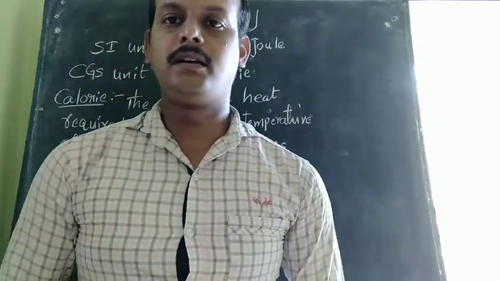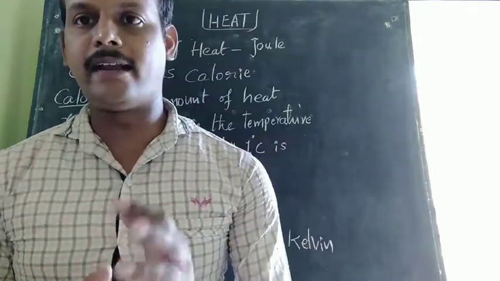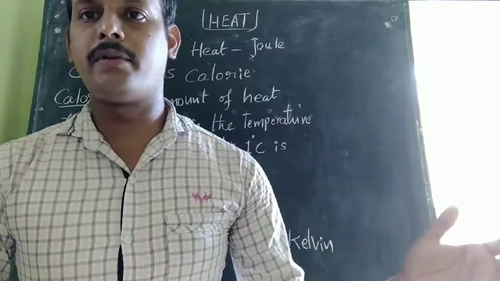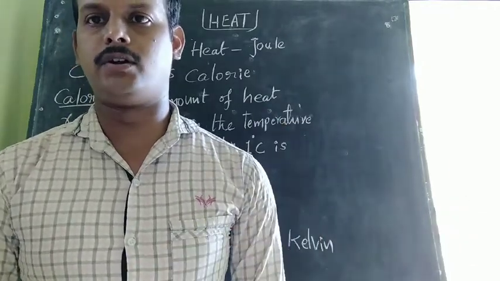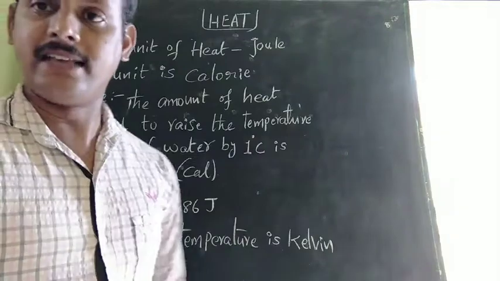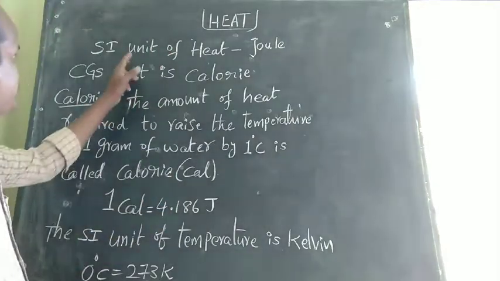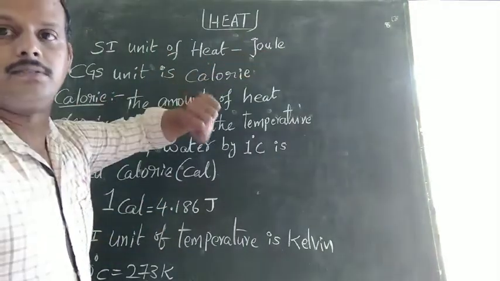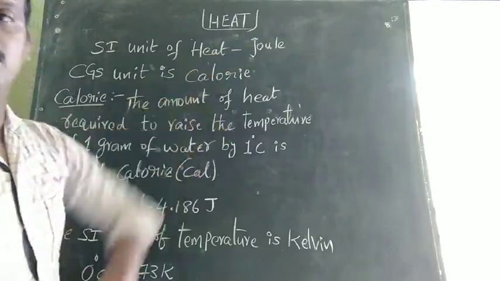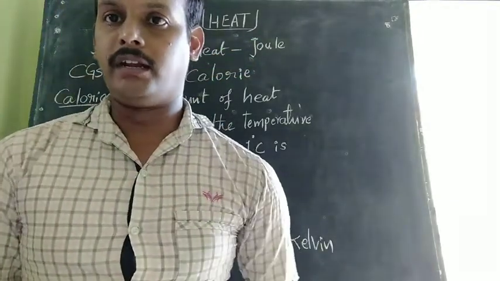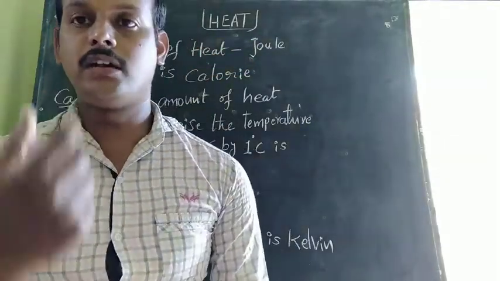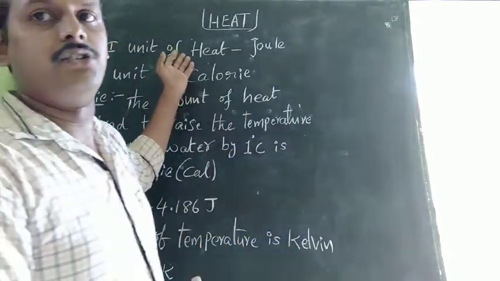Heat is a form of energy in transit which flows from a body at high temperature to a body at a lower temperature. Now we'll discuss its SI unit. The SI unit of heat is taken as joules. Joule is the name of a scientist, and in his honor the SI unit of heat is given as the joule.